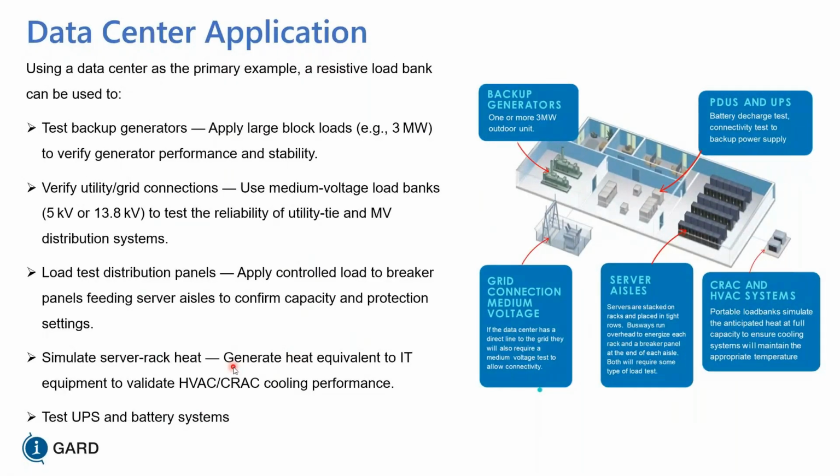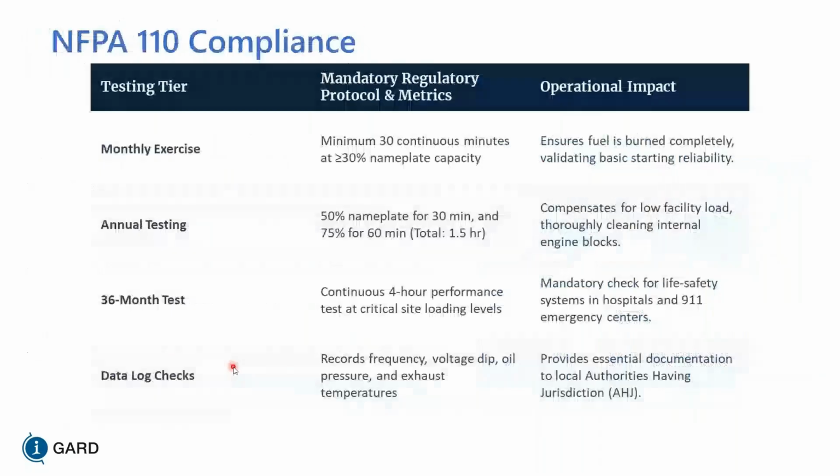So, NFPA 110 compliance with healthcare systems. A monthly exercise of a generator is to have a minimum of 30 continuous minutes at greater than 30% nameplate capacity. You have a 100 kilowatt generator, you have to have a minimum of 30 kilowatts on it. So for 30 kilowatts, you may not necessarily want to exercise your ATS, although I think you should do it every once in a while, but I don't have that section in here to see if that needs to be exercised as well.